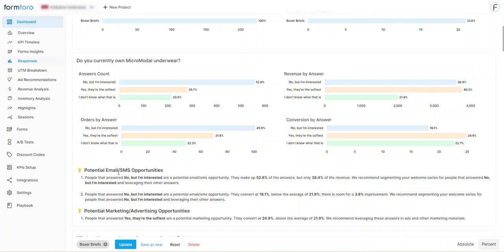And as we see down here, under potential email opportunities, no, but I'm interested is a potential opportunity because they make up 52% of the answers, but only roughly 40% of the revenue. Further, they're also a good opportunity because they converted 18%, which is below the average by about 3.8%. Now, potential marketing and advertising opportunities: yes, they're the sauces. So these are people that know what the material is, and of course, they would convert at a rate higher than the average.